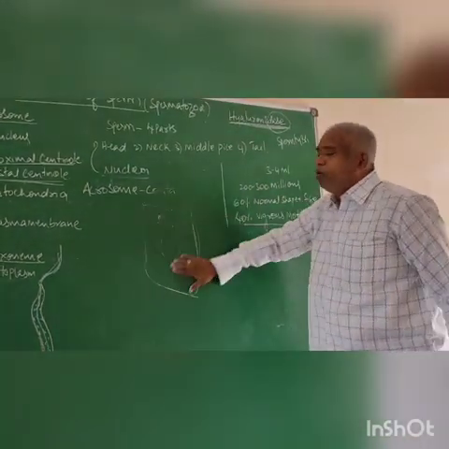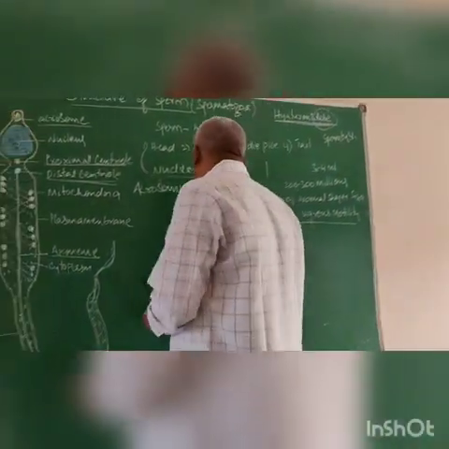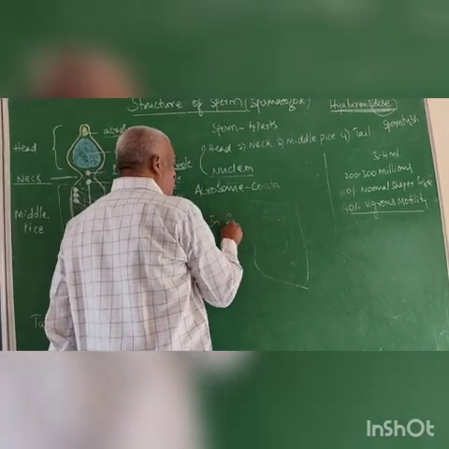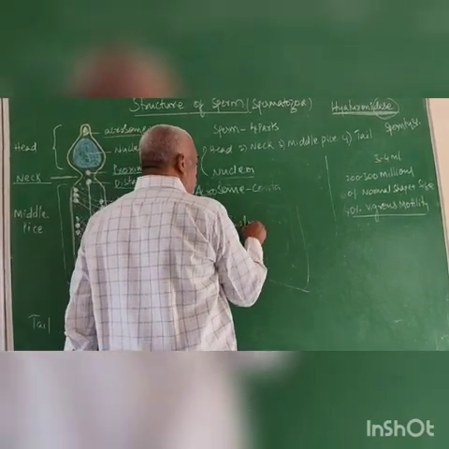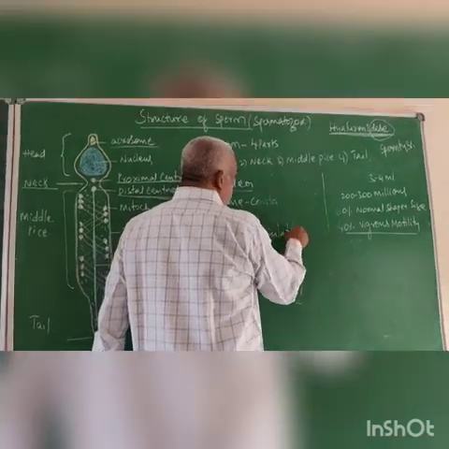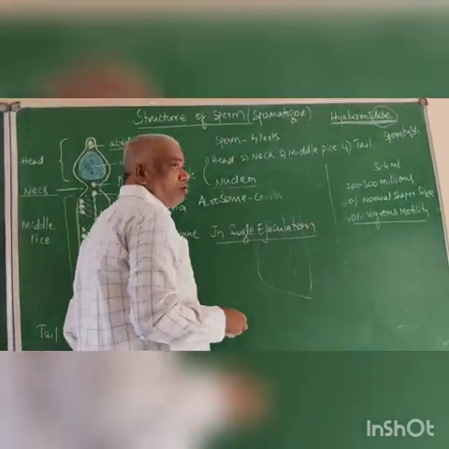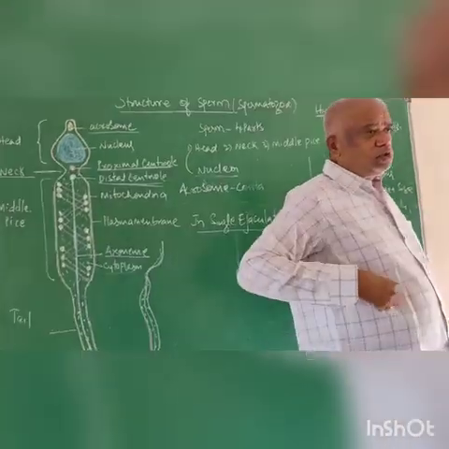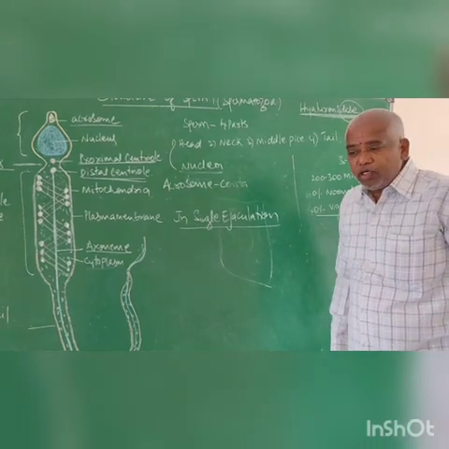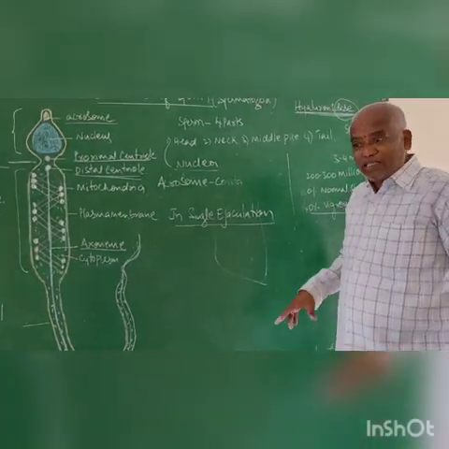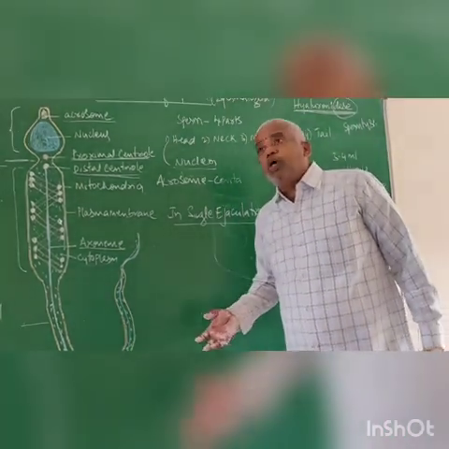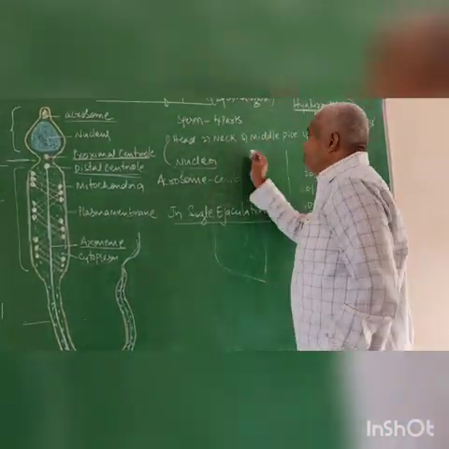Now, ejaculation. In a single ejaculation, what is ejaculation? Insemination. What is insemination? The process of releasing semen into the female body through copulation.